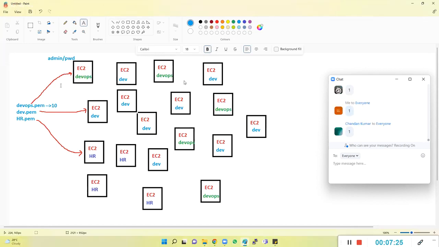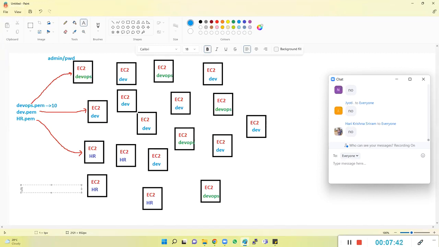If everyone has the same username and the same password, how will these 10 people be logged into the same machine? Is it possible? No. So the thing is, I should not share the PEM file with them.